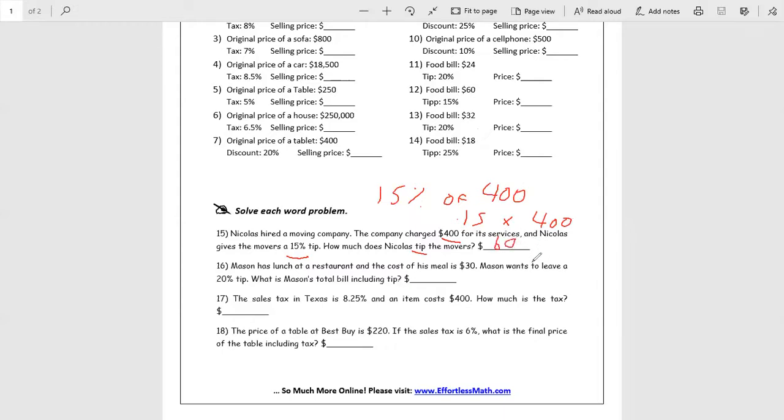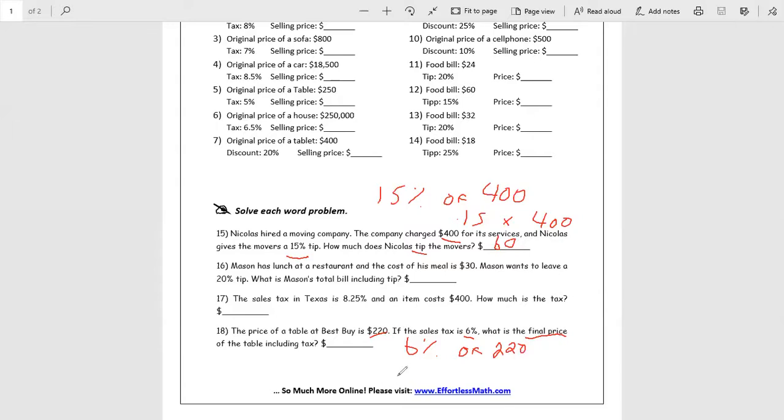Let's go down to number 18. So with this one, they tell us the total is 220, and we're going to be applying a sales tax of 6%. And they're asking us the final price. So this time we want not just the tax or the tip, we want the full price. And since it is a tax, we are adding on money. So we do 6% of 220.